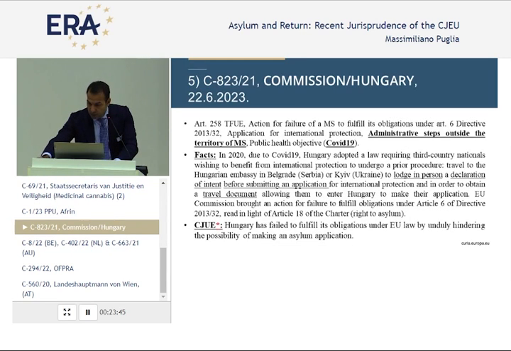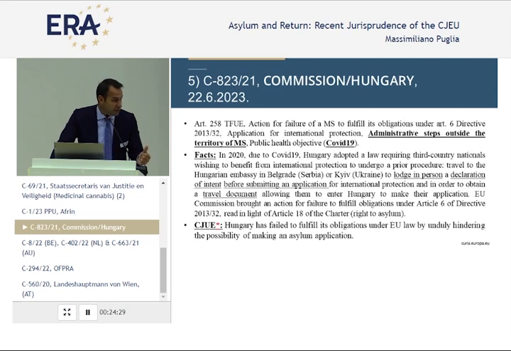I switch now to the fifth case. I will probably skip this case because you've already talked about it. It's Commission against Hungary. So I would just like to point out, of course, it was an infringement procedure brought by the Commission against Hungary. And I would just like to highlight the fact that the court said that this national law constitutes a restriction which could not be justified by the objective of public health protection and more specifically the fight against the spread of COVID-19. Why? Because there is a particular test that the court applies in this case.